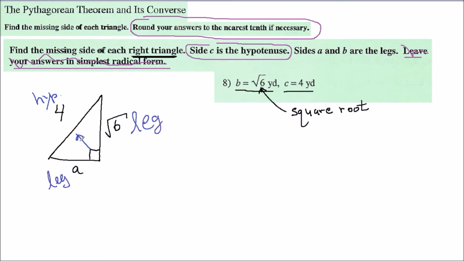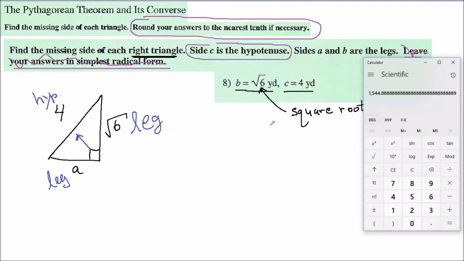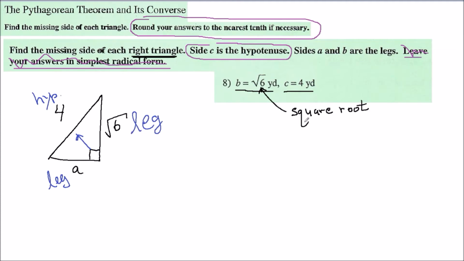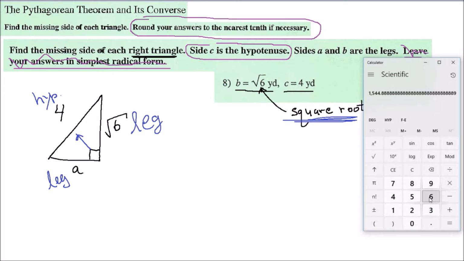Some of you might be looking at this and go, whoa, I thought the hypotenuse was supposed to be the longest side, but it's 4, and I see a 6 on the leg. What I want you to make sure you understand is that it's not 6, it's the square root of 6. Okay, that is different than 6. If I do the square root of 6 on my calculator, I get 2.449, a little over 2.4.